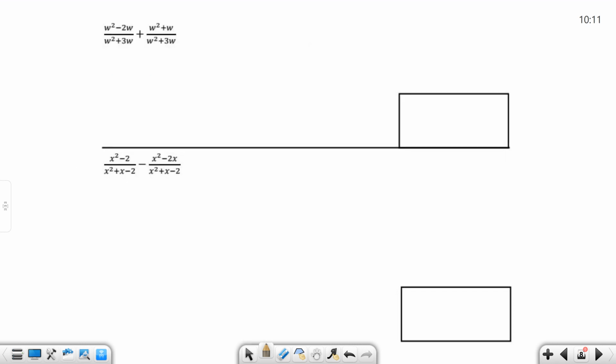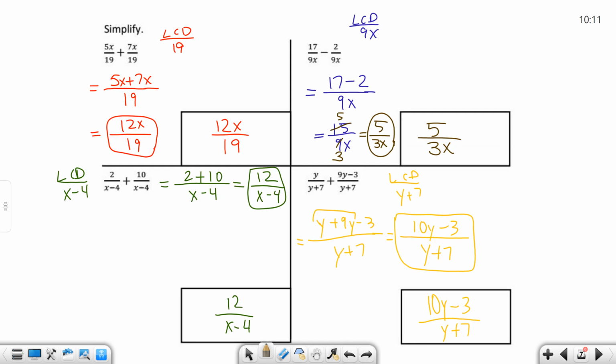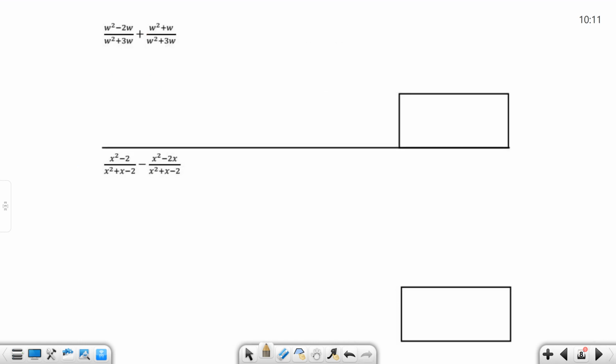All right, so let's see what we have over here on the next page. We have w squared minus 2w over w squared plus 3w and w squared plus w over w squared plus 3w. So we have an addition. That's the first thing we identify. We're adding these things. I should have said that on the other ones: what are we doing from the beginning? We're adding, we're subtracting, we're adding. We are identifying what it is we are doing from the beginning. So here we're adding, and if I'm adding or subtracting, I must have an LCD. In this case, w squared plus 3w is my LCD.